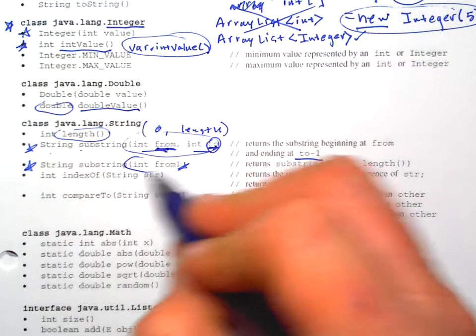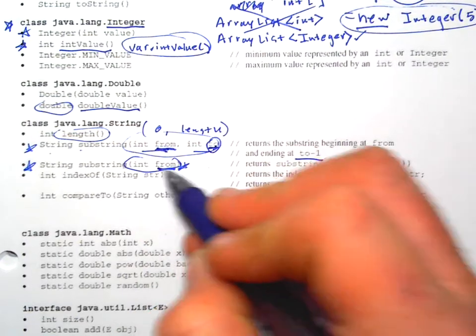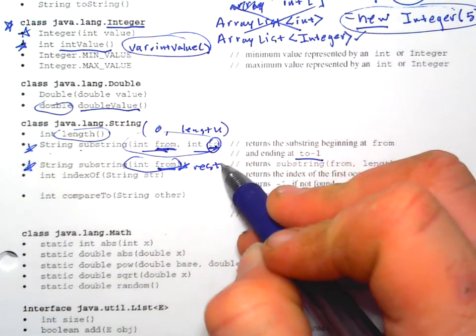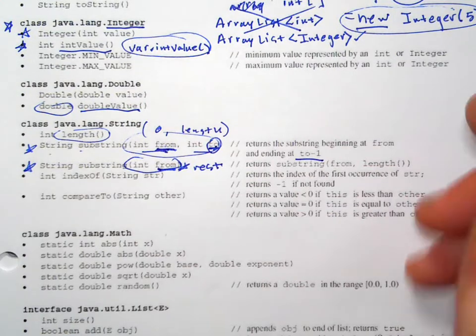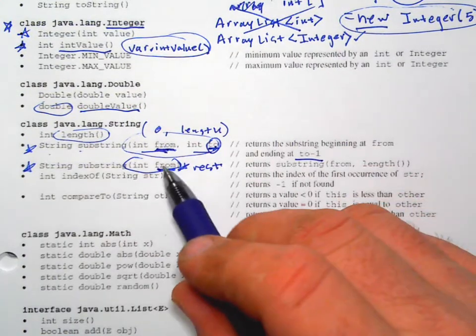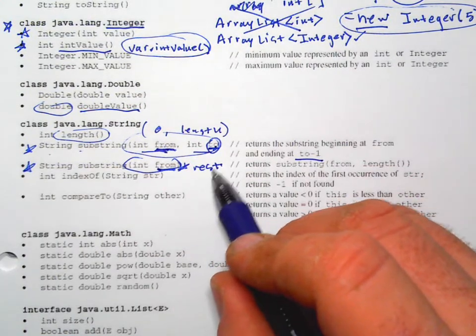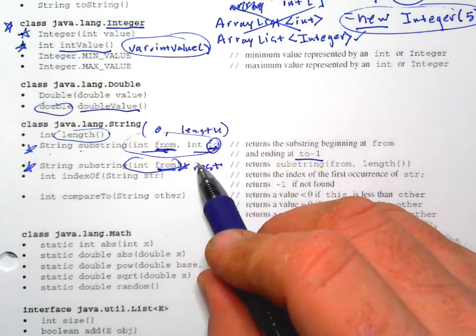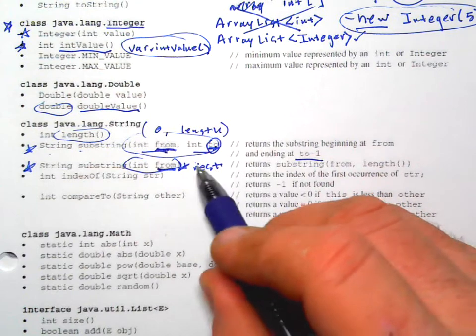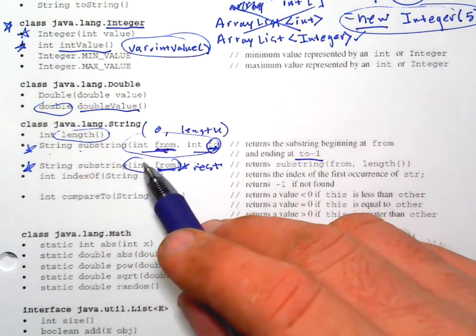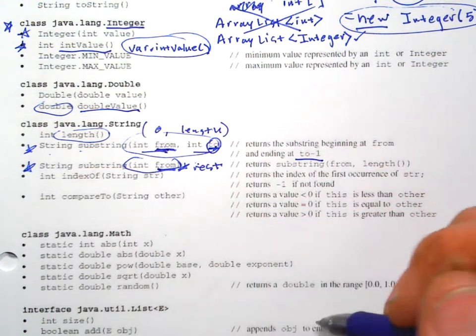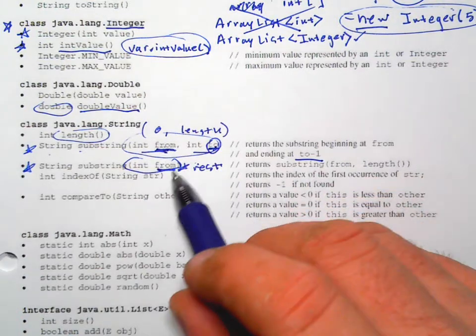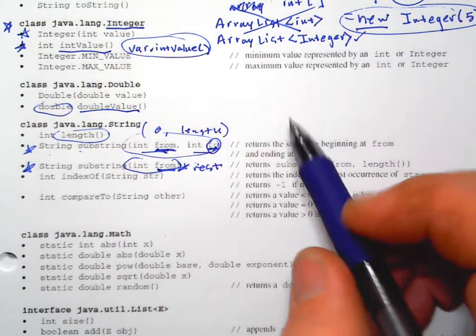Now this one starts here and takes the rest of the string, which sometimes is what we want to happen. This makes it a lot quicker and easier than having to figure out what the last spot is. I mean, you could always just put length right here, but it's a lot less stuff to write, a lot quicker, and a lot less to think about if you know you just want the rest of the string.